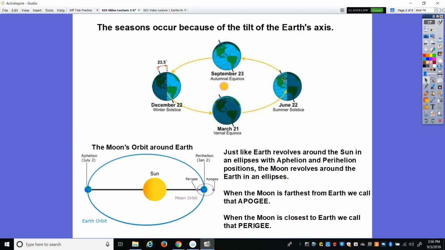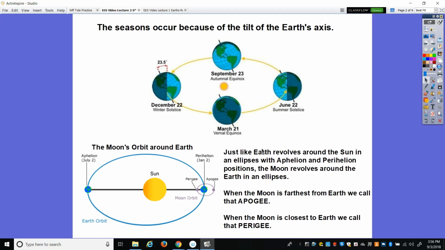All right, so that tilt of the Earth's axis is the key to seasons. When it's tilted towards the sun, you're having summer. When it's tilted away from the sun, you're having winter. Don't let that fool you.